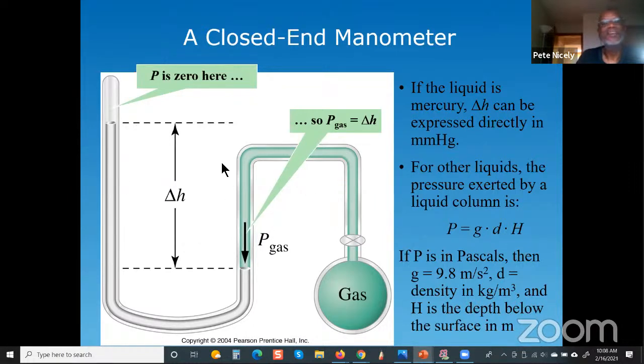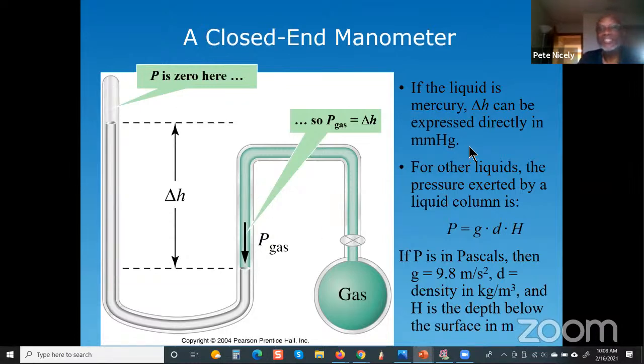So you'd have to convert this, which would probably be recorded in millimeters of mercury, to meters of mercury, all right? So once you get the units right and you plug the numbers into this equation, then your units of pressure would be pascals, all right? So that's basically how you would use this equation to calculate the pressure in pascals based on this setup right here. So that's what we call a closed end manometer, right? Because this end is closed.